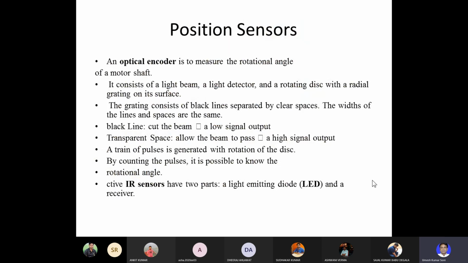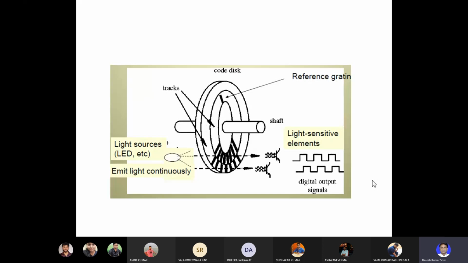Optical encoders have a transmitting LED and an IR sensor, and there are alternate transparent and opaque parts. So whenever there is a black line in front of the LED, there will be no signal change in the IR sensor, and whenever there is a transparent part, the light from the LED will pass to the IR sensor. So in this way, the optical encoder works.